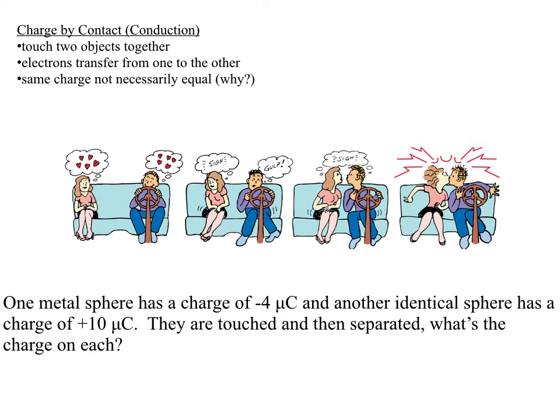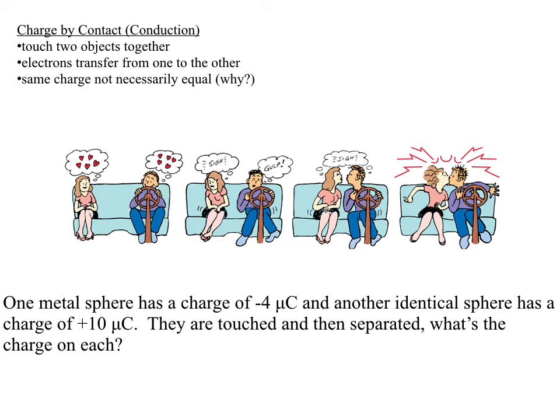So for example, one metal sphere has a charge of -4 microcoulombs, and another identical sphere has a charge of +10 microcoulombs. They are touched together and then separated, and we want to know what's the charge on each. Okay, so since we have a -4 and a +10, we have a total charge of +6. So after I touch these two things together, the electrons will redistribute, and we will have a net charge of +6 still, with one sphere having a charge of +3 and the other sphere having a charge of +3 as well.